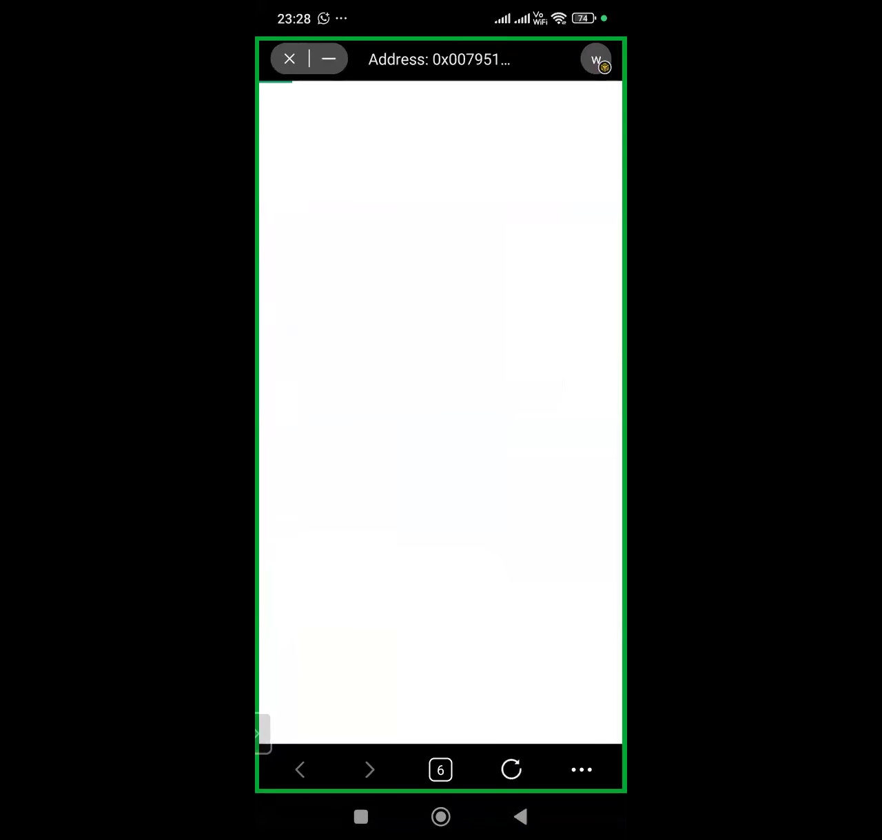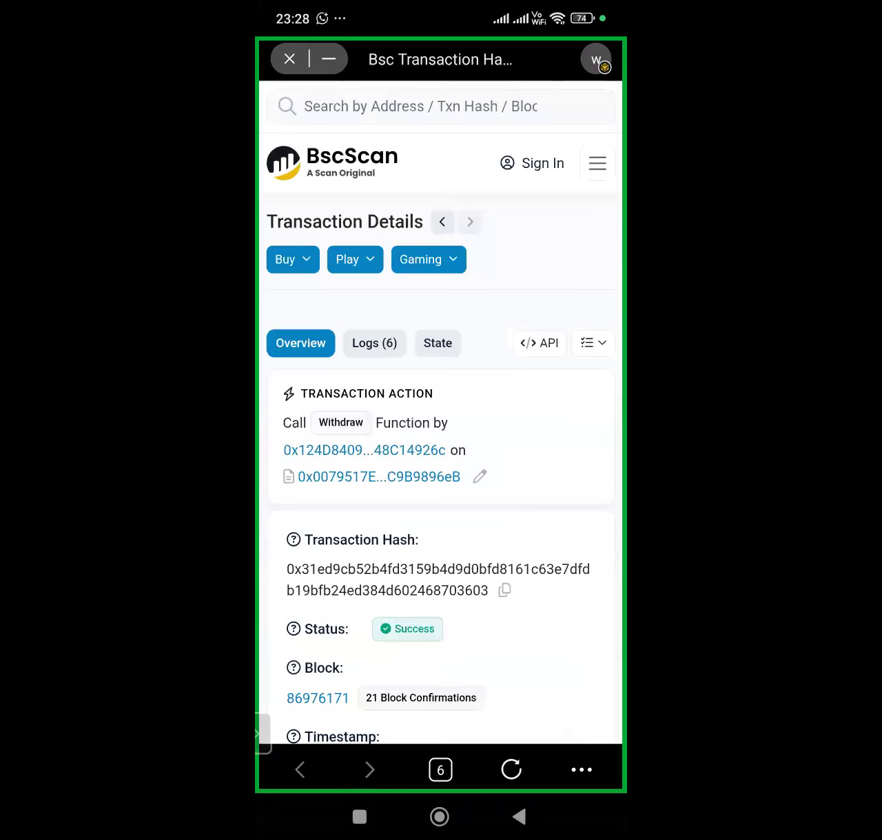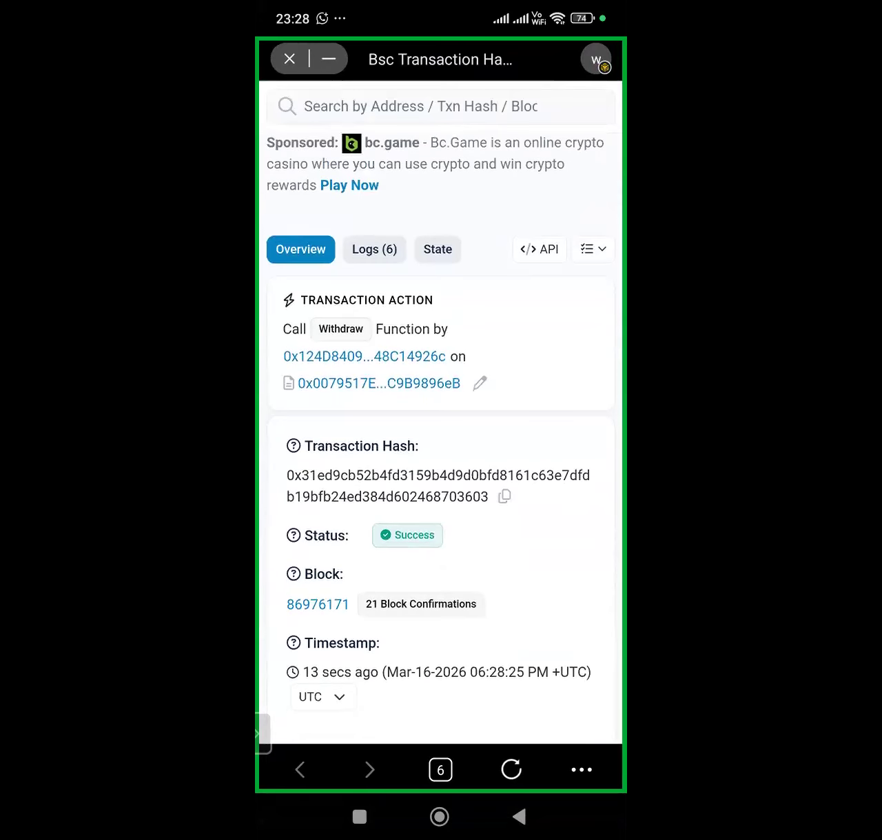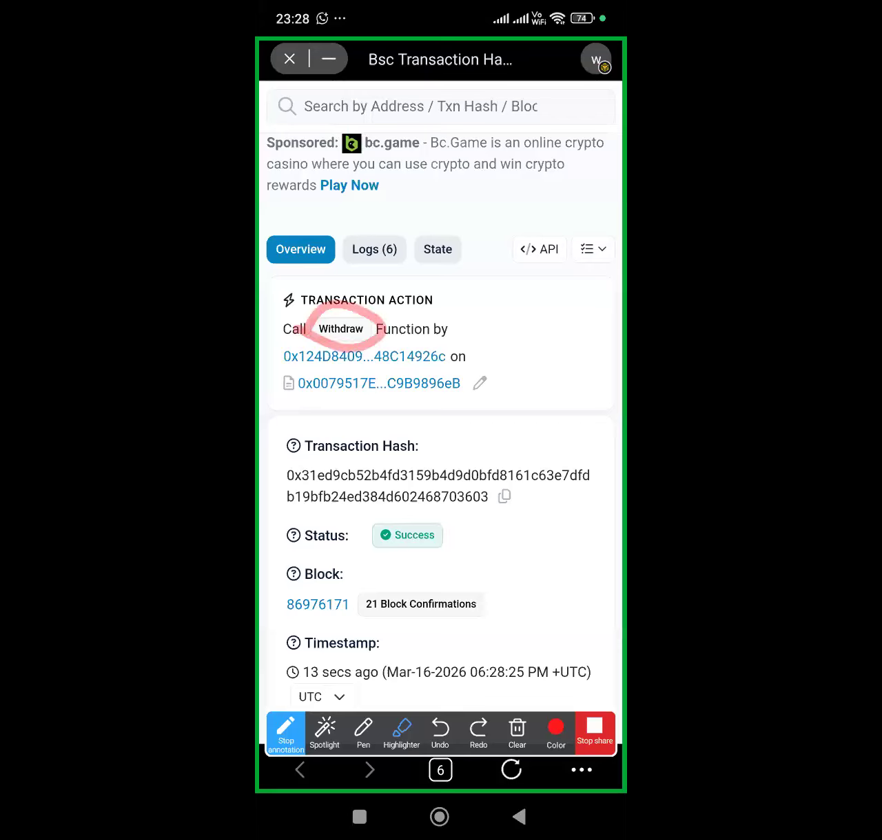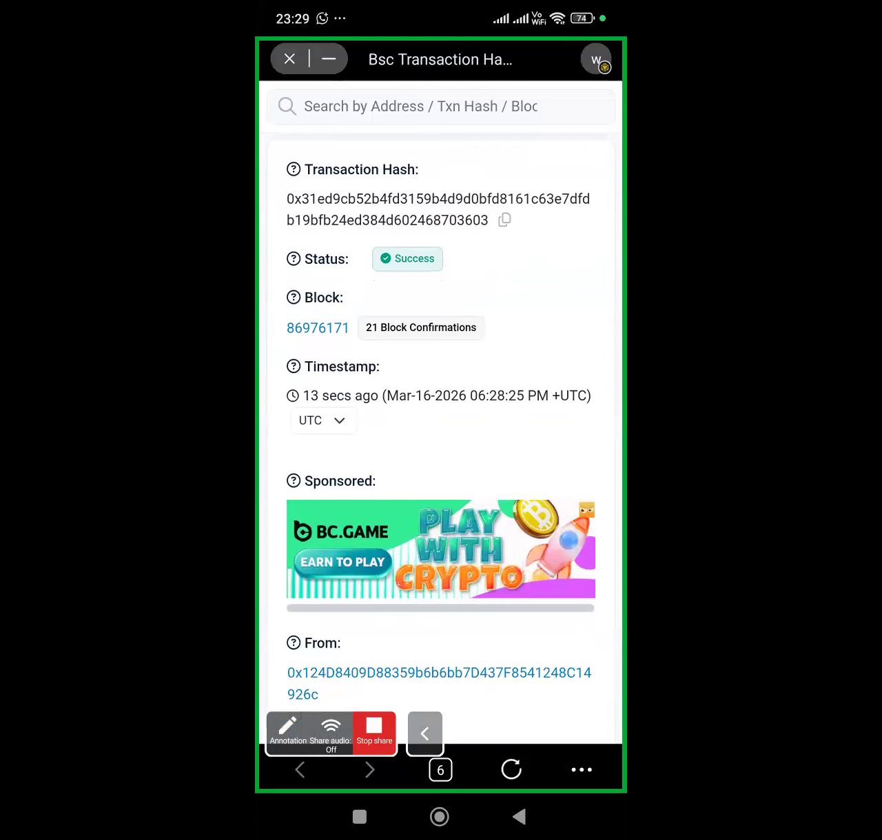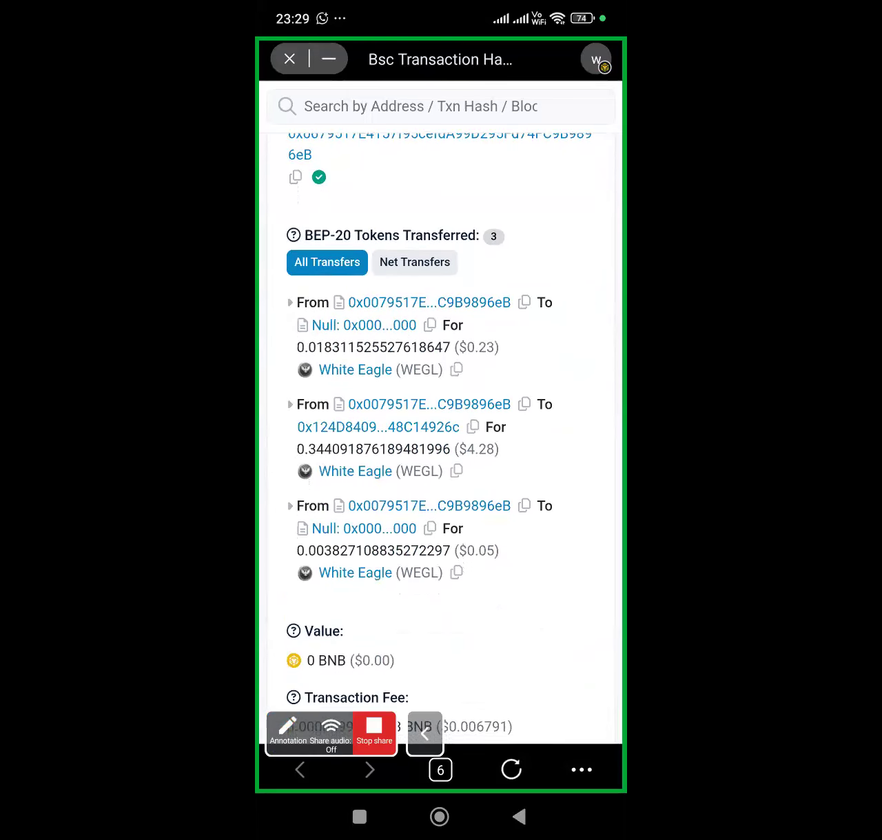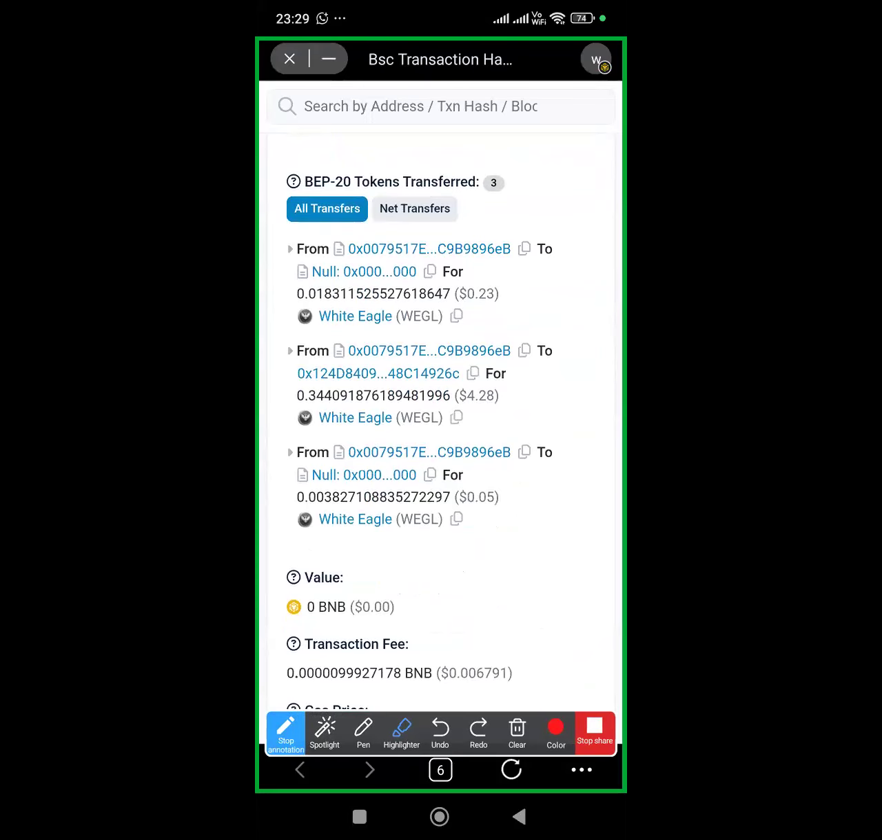It's already gone. I will verify it from here and again by using my wallet. You can see here I have just now withdrawn. This is the withdraw function we have processed, from this address to this address. This is the payout address and this is my address. This is the transaction hash. You can see here 30 seconds ago I took the withdrawal. How much was that? You can see it was $4.28.